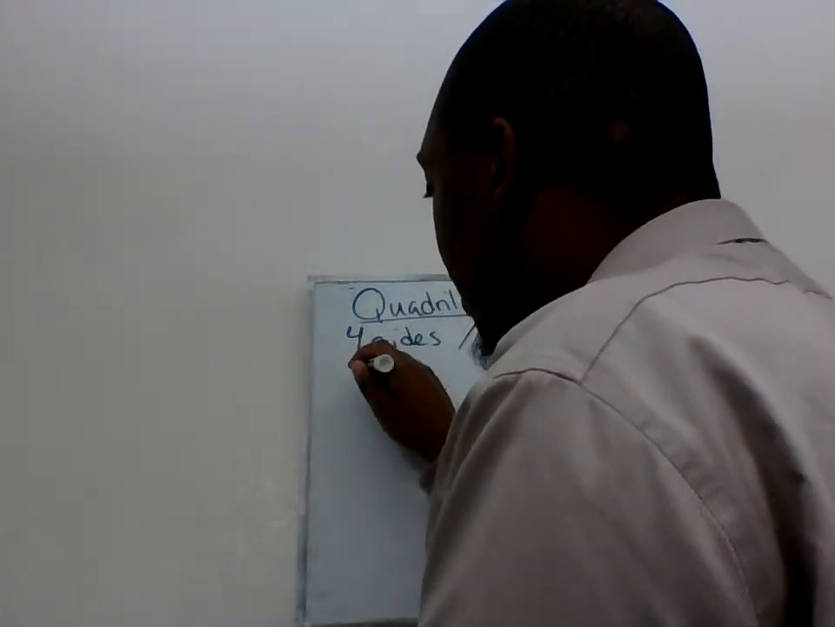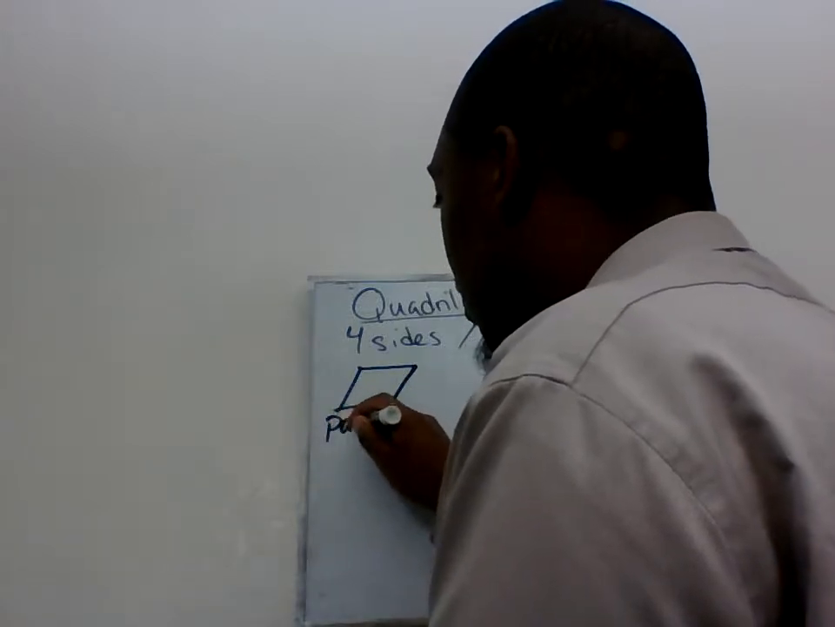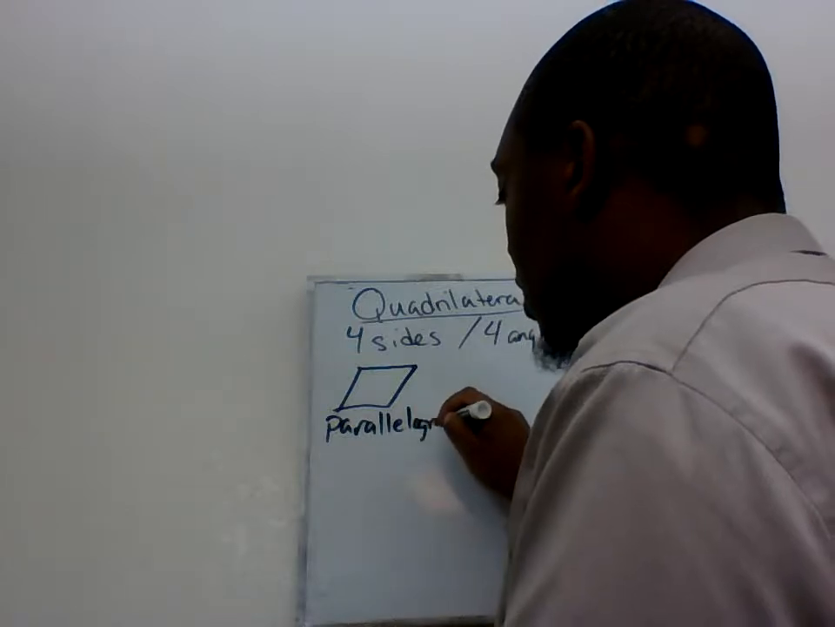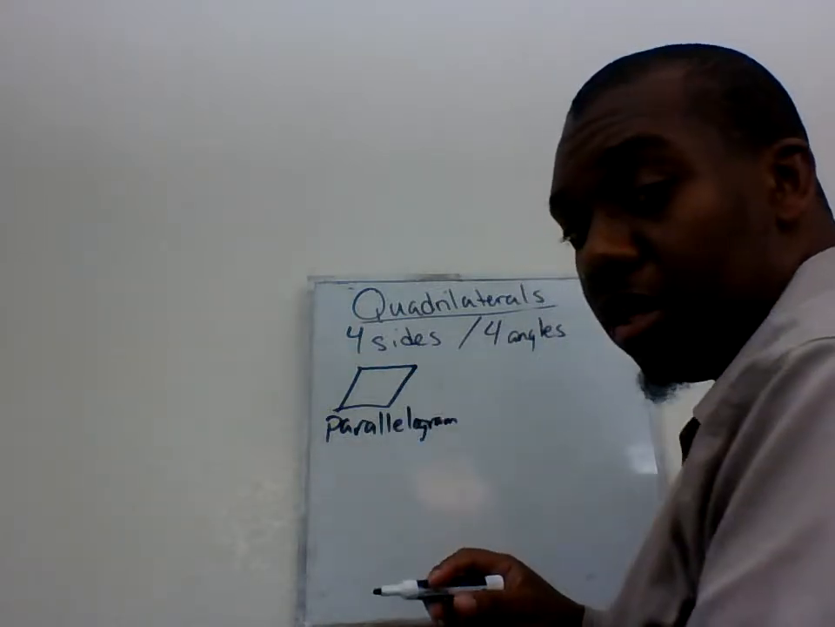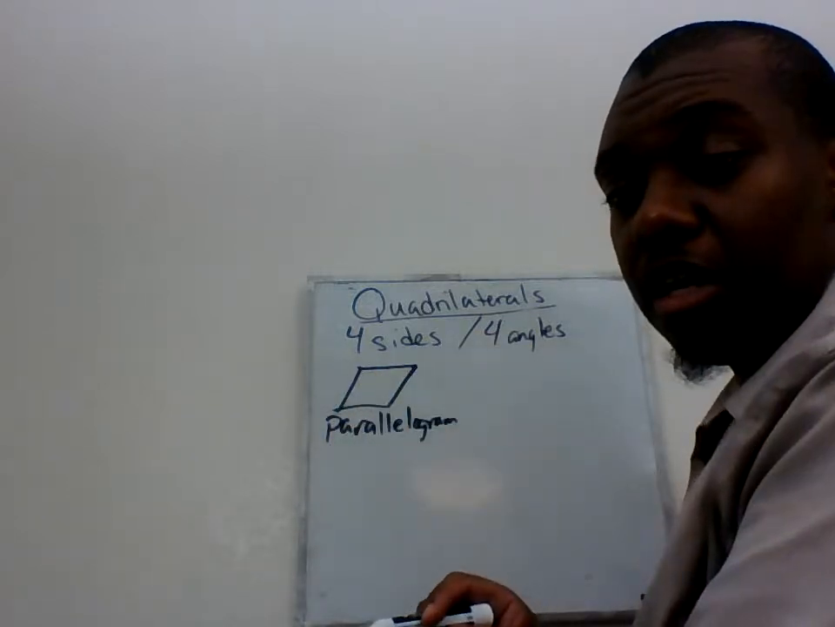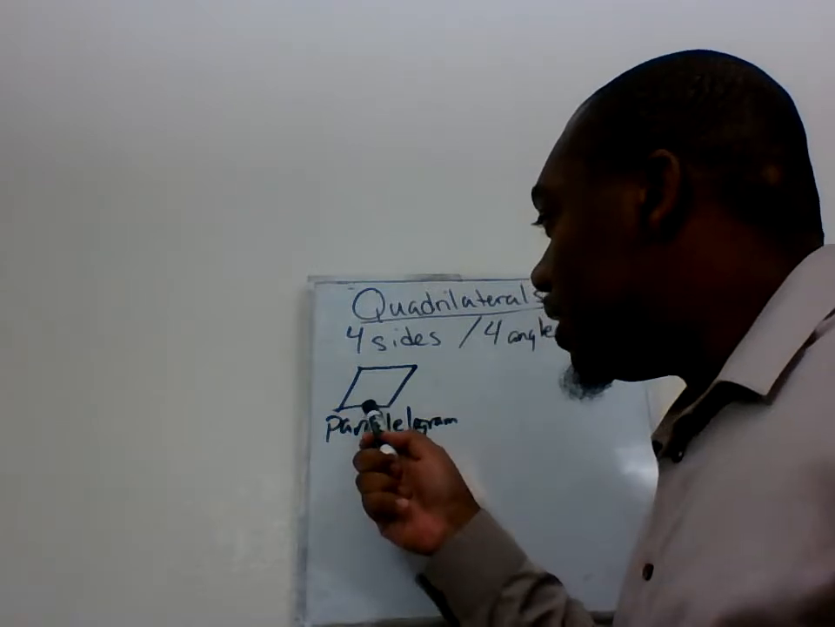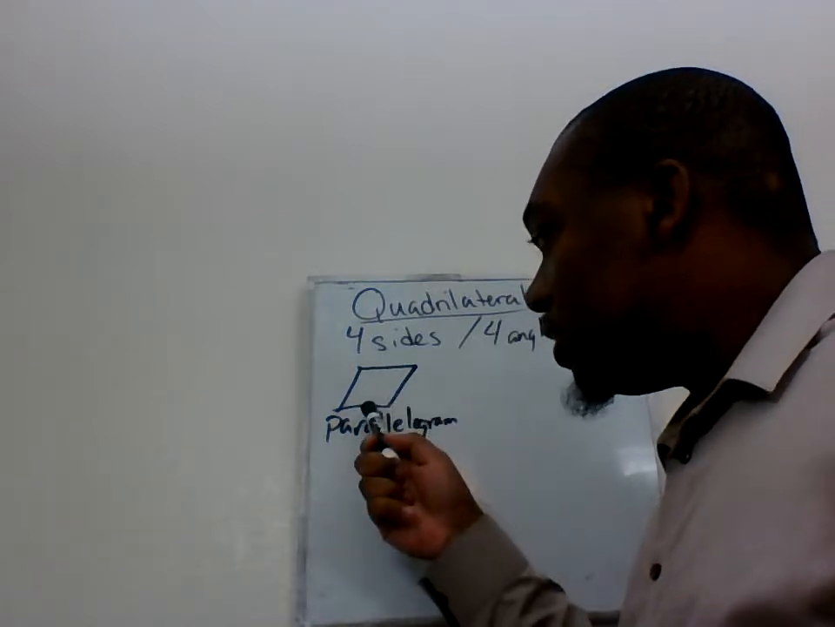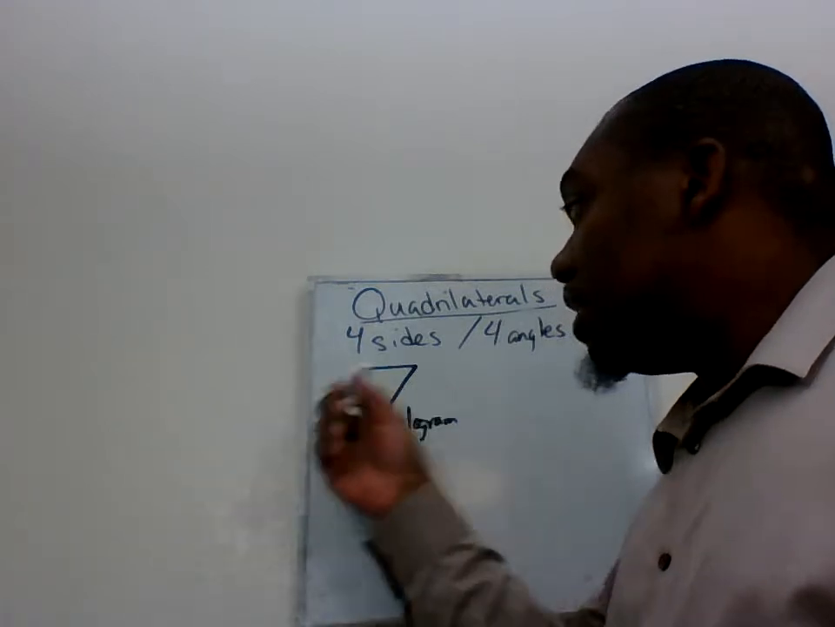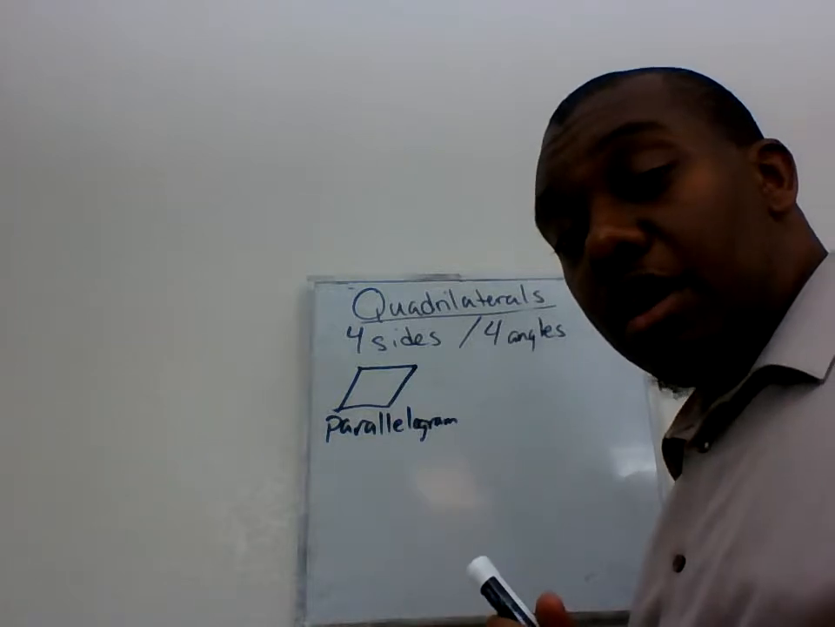So for a parallelogram, we have two pairs of opposite sides being parallel. So these are opposite of each other and they're parallel. These two are opposite of each other and they're parallel. We also get something really cool. We then see that these two sides that are opposite each other are also congruent in measurement. And so we get opposite pairs congruent. So that is a parallelogram.